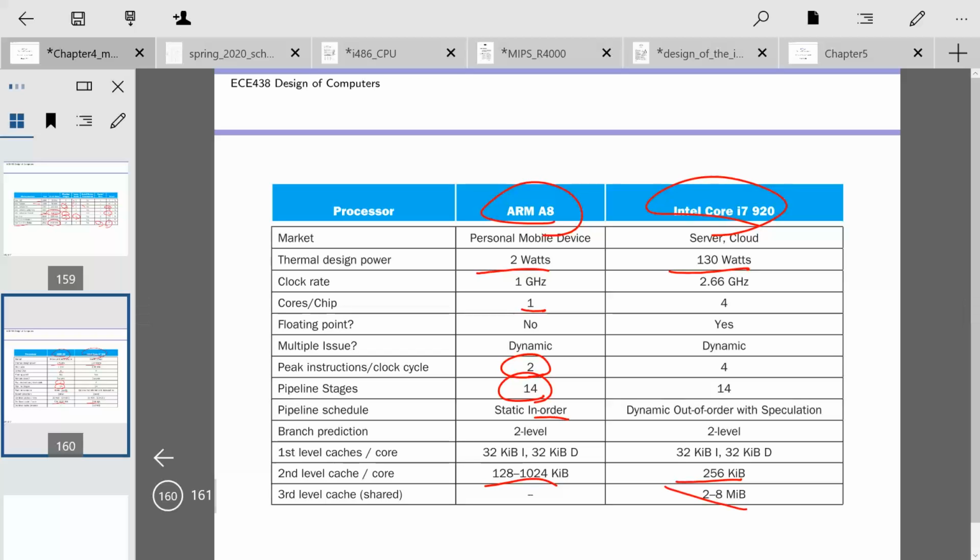But it actually has a third level of cache. Oh, here's our branch predictor. 2-level, we know what that means. That's a correlated predictor. Same thing for the i7. This is dated. The i7 is doing all kinds of crazy machine learning techniques now for branch prediction. The i7 is out of order, and it's 14 stages, and it can issue 4 instructions per cycle, and has 4 cores.